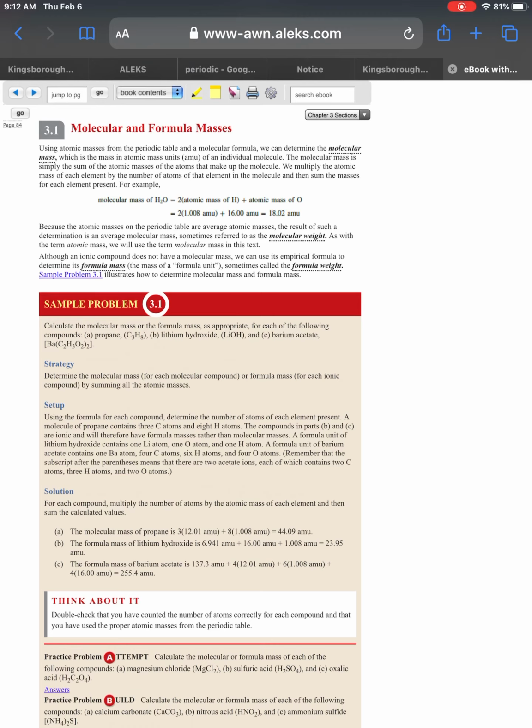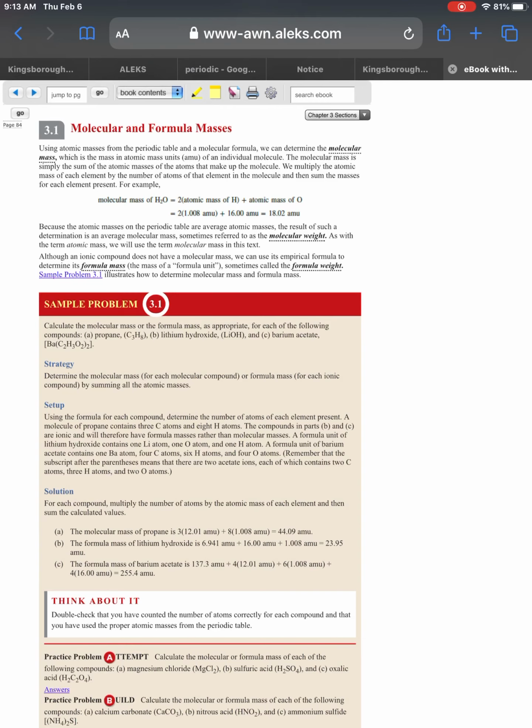So just a pointer on this one. For propane, C3H8, there are 3 carbons. That little subscript is giving you the number of carbon atoms, so there's 3 carbons. For H, there are 8 hydrogens, C3H8. So you would take 3 times the atomic mass of carbon and 8 times the atomic mass of hydrogen. LiOH is pretty straightforward. There's 3 elements, but there's only 1 of each. 1 lithium, 1 oxygen, 1 hydrogen.